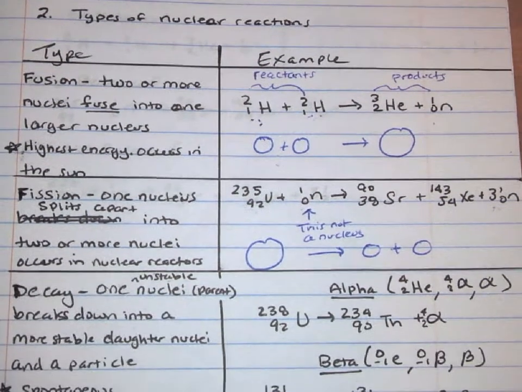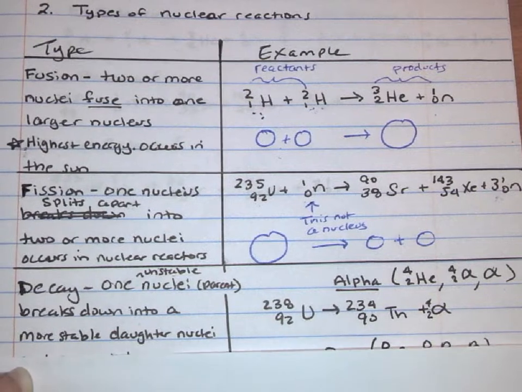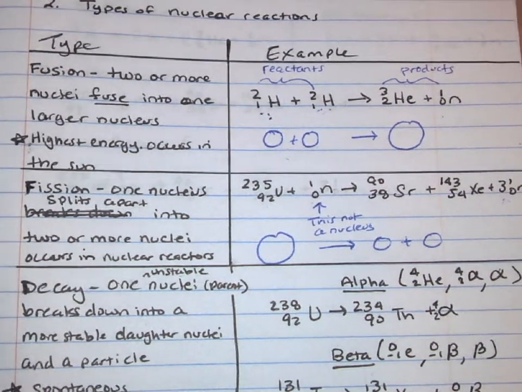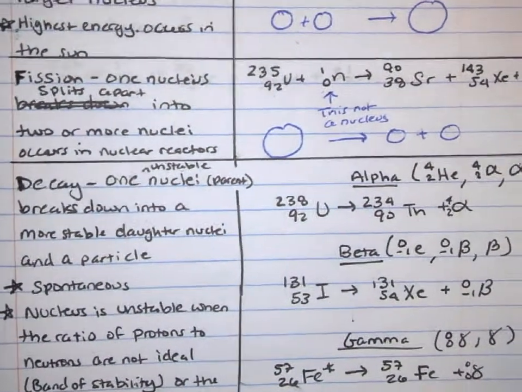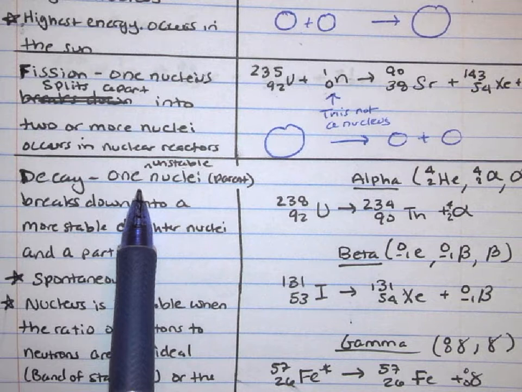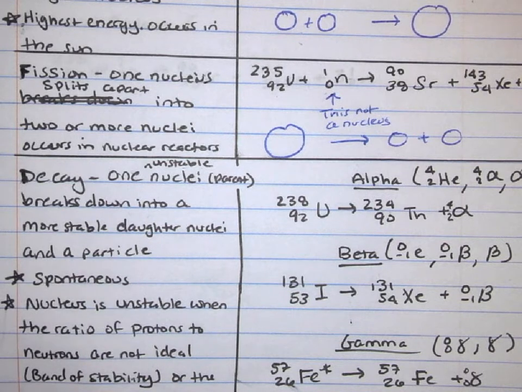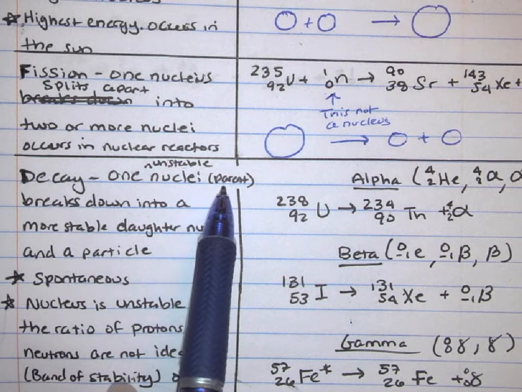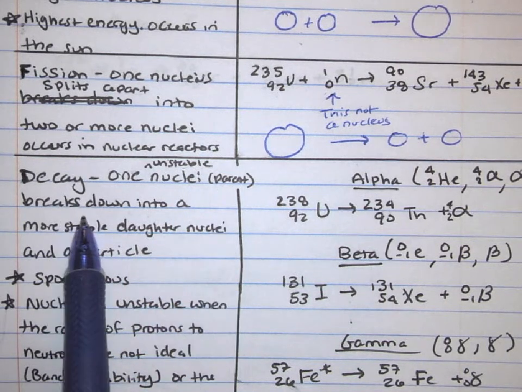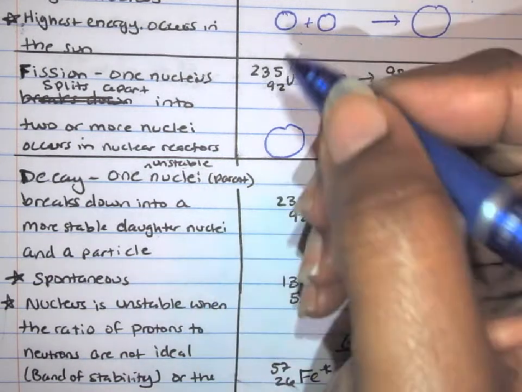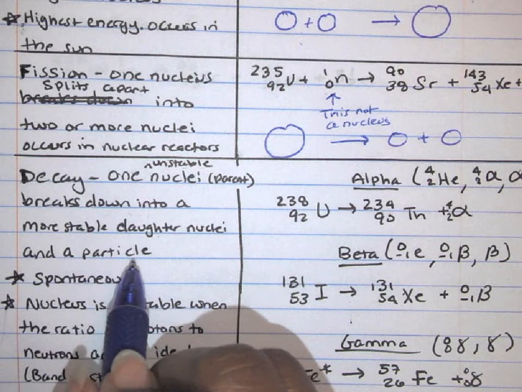All right, the next ones we're going to talk about are decay reactions. And there are actually three types that we're going to look at, but all decay reactions pretty much have the same thing. The only difference is the particle that is made or produced from the decay reaction. So starting out with the definition. A decay reaction occurs when you have one unstable nucleus, and that's called your parent, that breaks down into a more stable daughter nucleus and a particle.